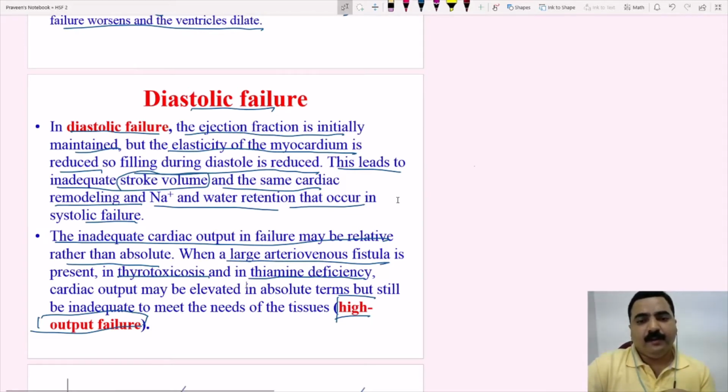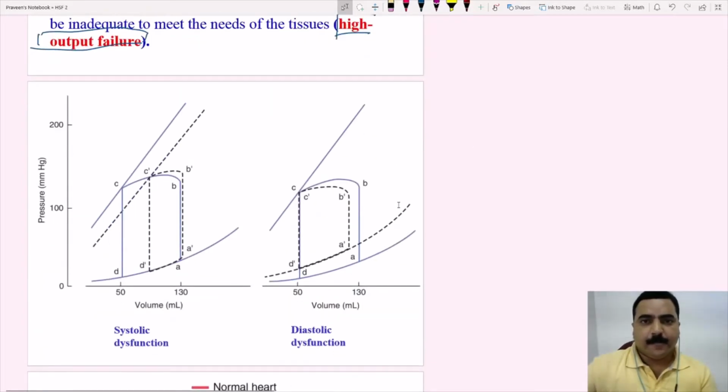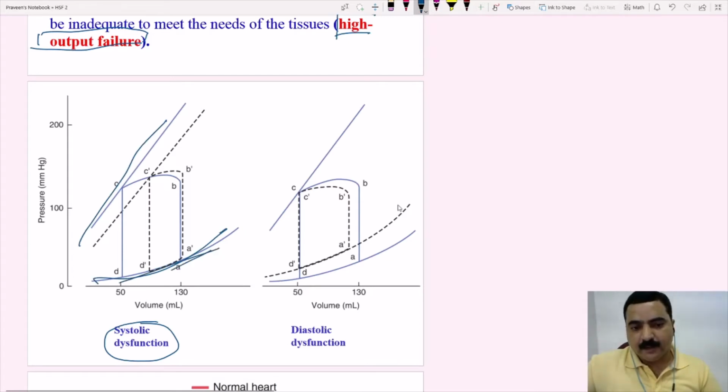So in failure, what happens to the pressure volume loop? This is what is being referred to over here. The two things that you need to study for heart failure are the pressure volume loop and the cardiac function curves. First, let's see the cardiac pressure volume loop. In the case of a systolic failure, what happens? This is your systolic line and this is the diastolic line. The diastolic line stays the same, but the systolic line drops.